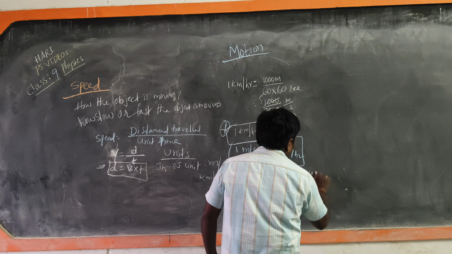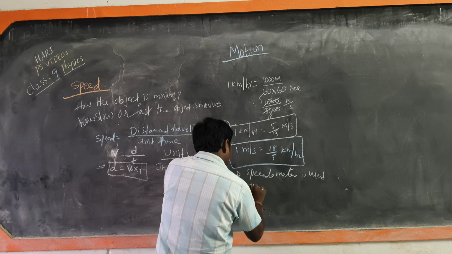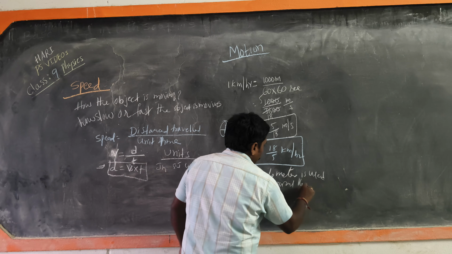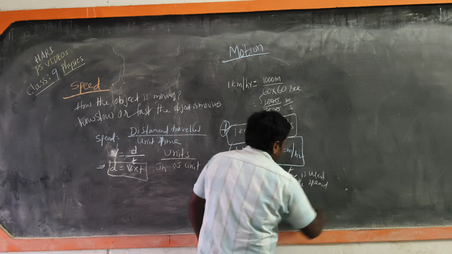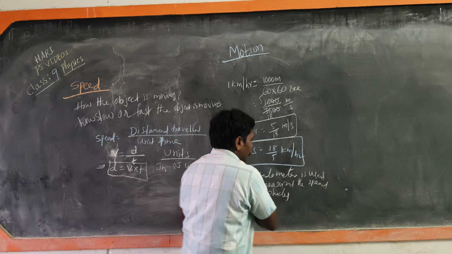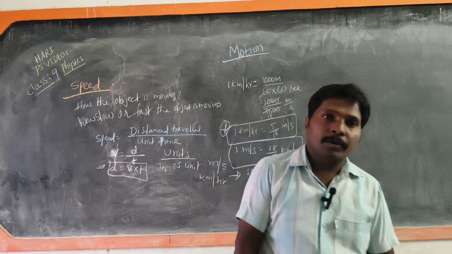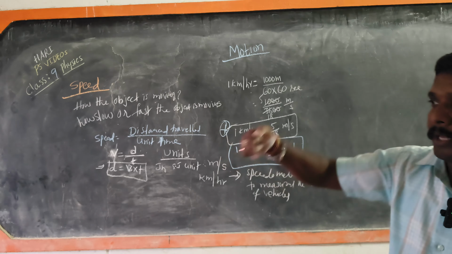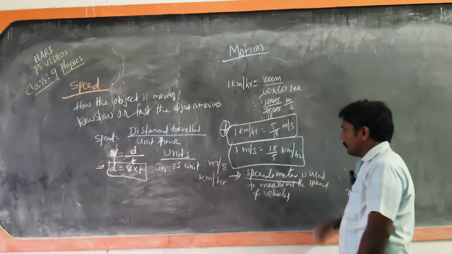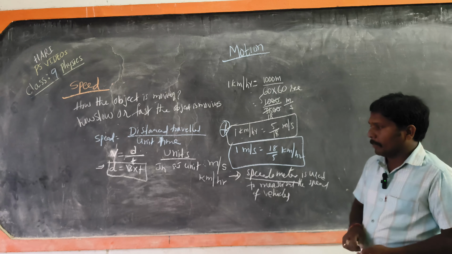Speedometer is used to measure the speed of vehicles. We have to observe how much speed the vehicle is running at, so we can use a device called a speedometer.